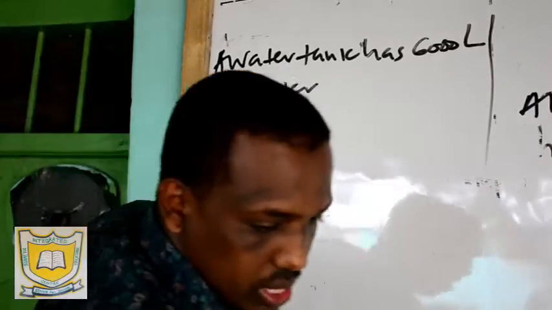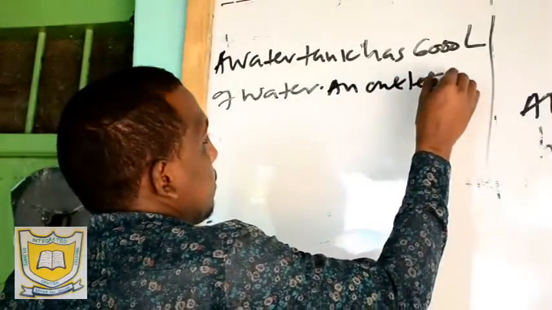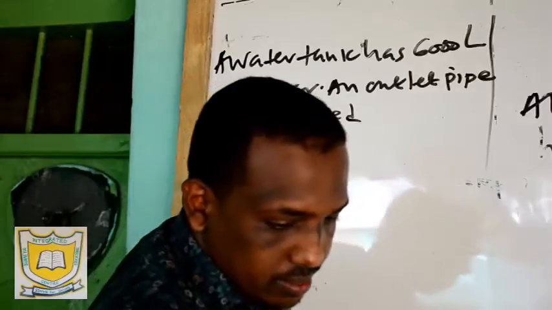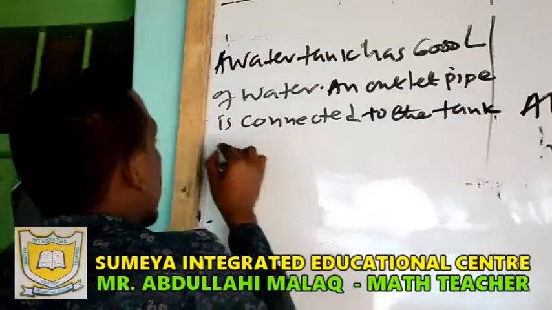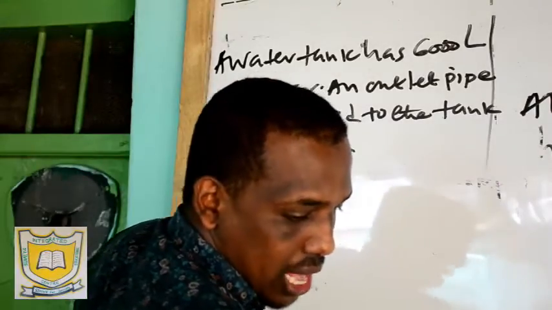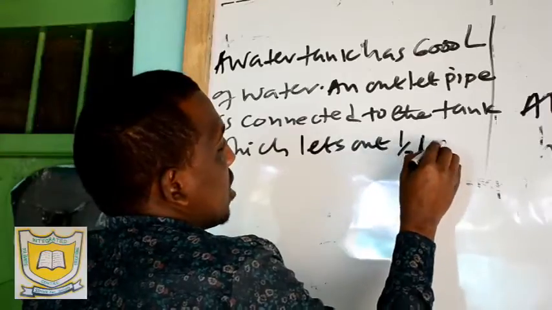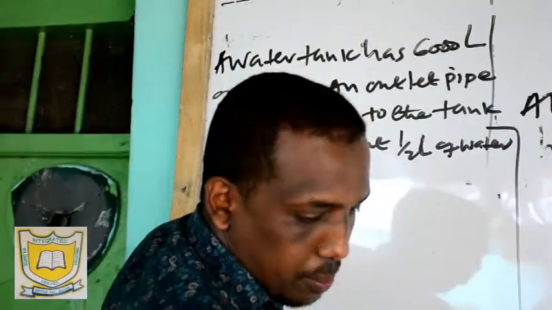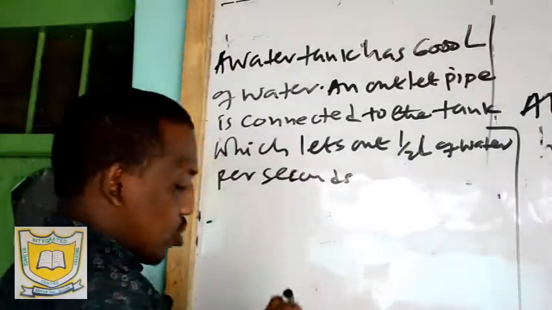A water tank has 6,000 liters of water. An outlet pipe is connected to the tank, which lets out 0.5 liters of water per second.